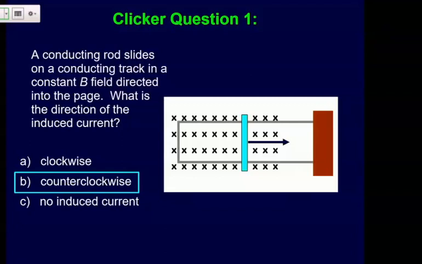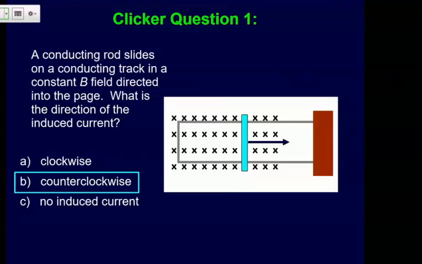There's a couple ways to think about this one. Last time when we looked at one like this, we looked at it in terms of motional EMFs. When we move that bar, you can think about the charges in that bar feeling a force from that external magnetic field they're going through. If you do the right-hand rule on that force, it'll send everything in a counterclockwise fashion.